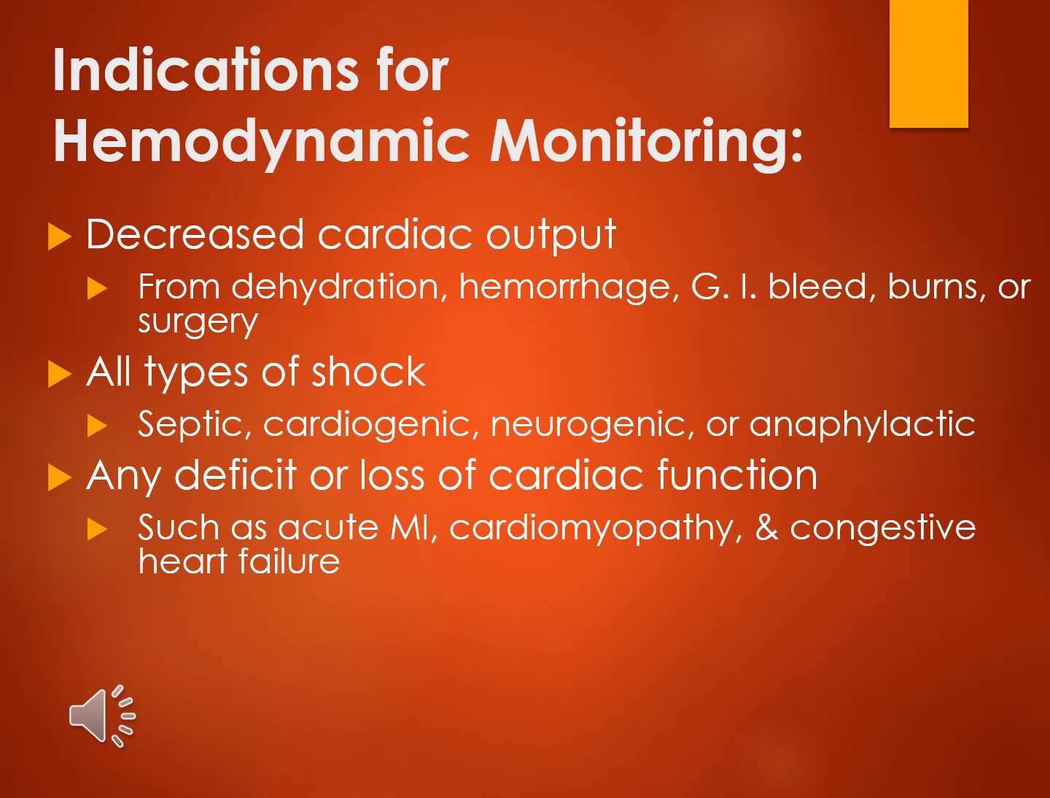When would we use hemodynamic monitoring? Patients that have decreased cardiac output from things like dehydration, hemorrhage, or GI bleed, burns, or surgery. We'll also use it with all types of shock, such as septic, cardiogenic, neurogenic, and anaphylactic shock, and also with any deficit or loss of cardiac function, such as acute MI, cardiomyopathy, and congestive heart failure.